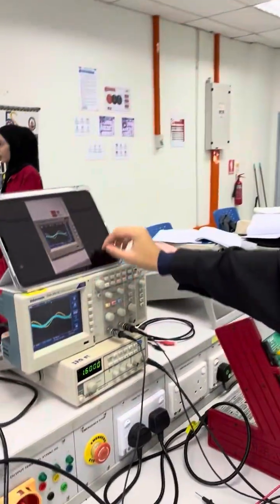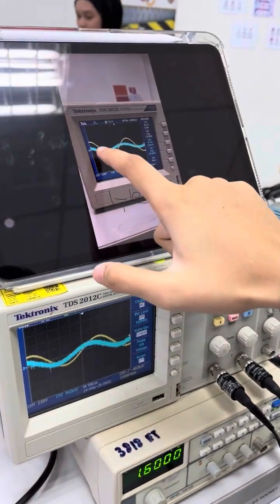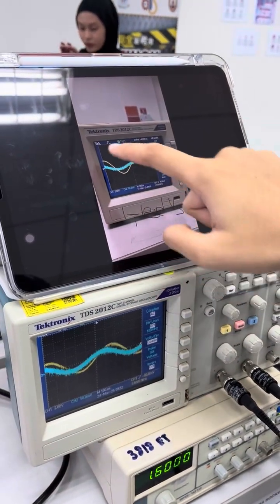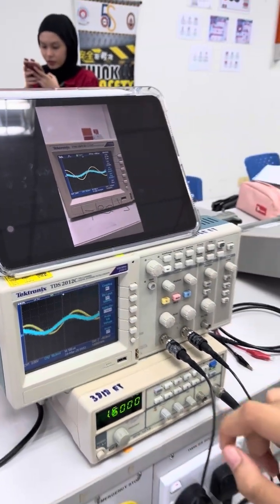So this is our waveform. The blue one is the I total and the yellow one is the voltage supply. So yeah, same one. Okay, for the conclusion, the capacitor causes a phase shift, making the total current lead the voltage supply.